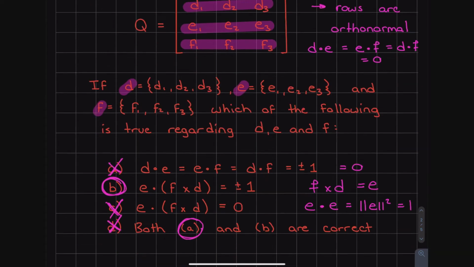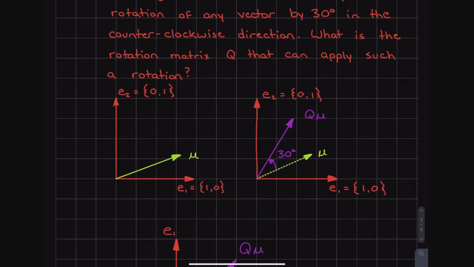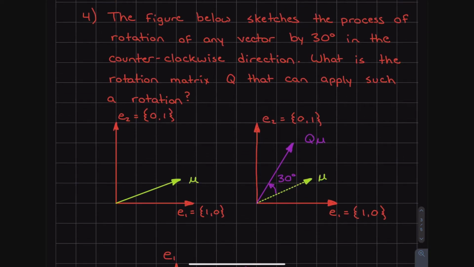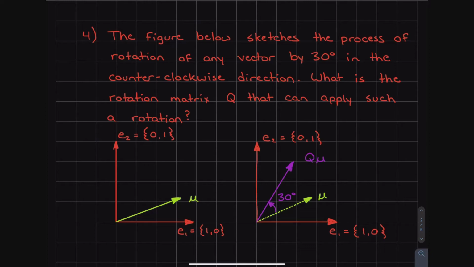So what we're going to do is come down to question 4. Question 4 is a lot of fun because it's actually a really simple question, but it can be used to scare a lot of students. It says the figure below sketches the process of rotation of any vector by 30 degrees in the counterclockwise direction. What is the rotation matrix Q that can apply such a rotation? It makes it sound really scary. We're going to have to find all the components of Q, but it's actually a question we've seen before.